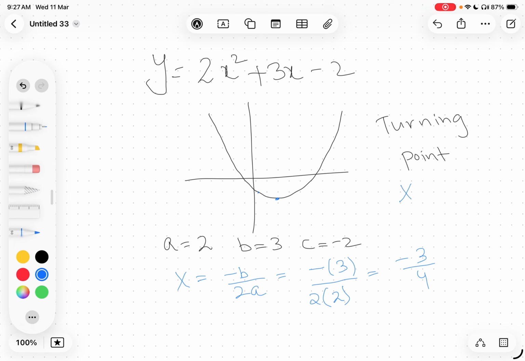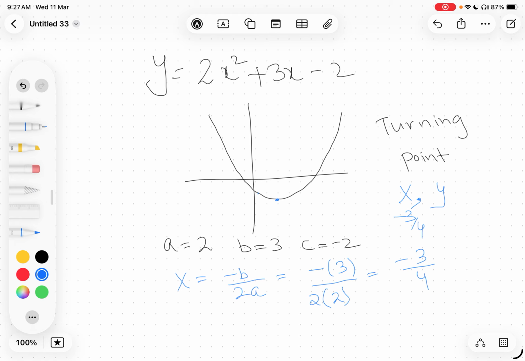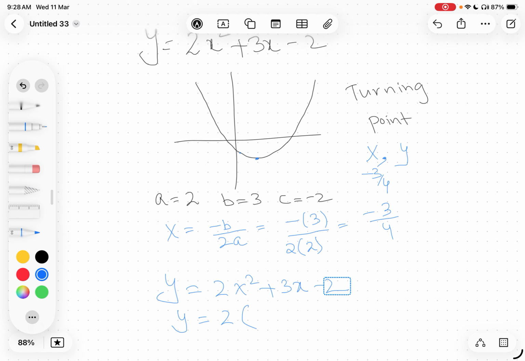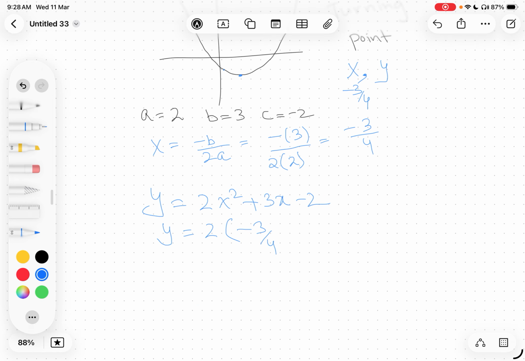We know that a coordinate is always stated in the form of x comma y. Now you have calculated the value of the x coordinate. Okay. If we substitute this value in the equation, we'll be able to find out the corresponding y value. So your equation is y is equal to 2x squared plus 3x minus 2. We'll substitute the value of x in this equation like this. That's 2 bracket start, that's negative 3 over 4 raised to the power 2 plus 3 bracket minus 3 over 4 minus 2. You will substitute this value in the calculator.